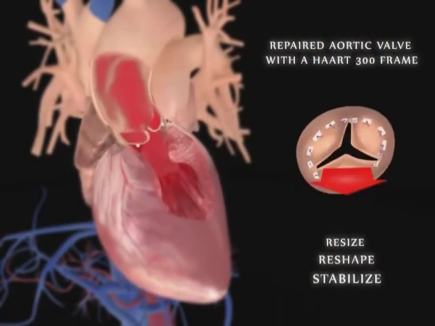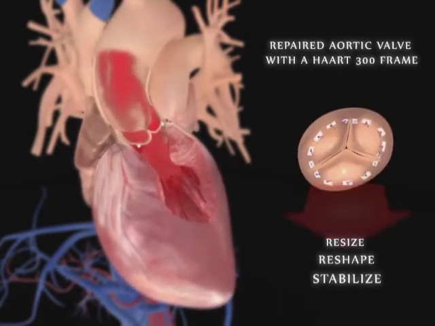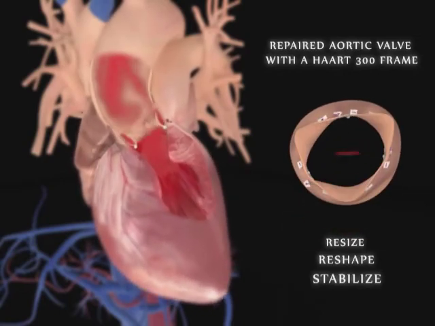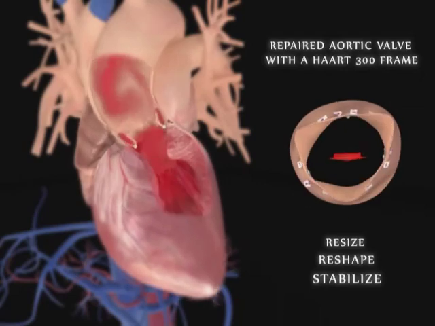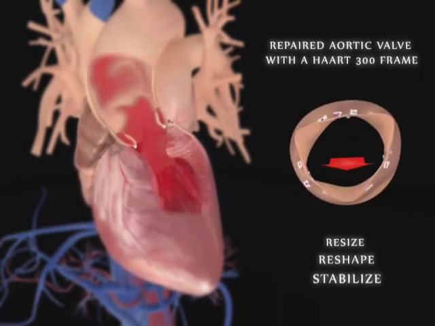Through the resizing, reshaping, and stabilization of the aortic annulus with the HAART 300 device, the aortic valve is once again competent with minimal regurgitation.